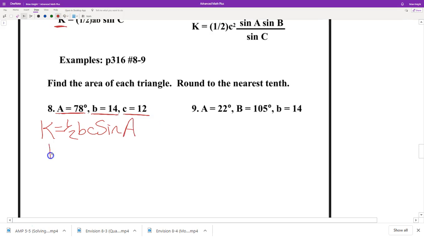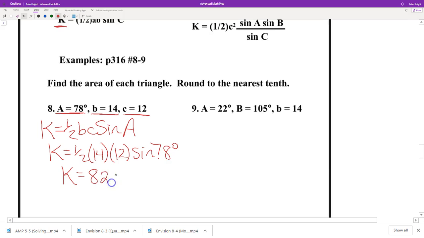And then it's just plugging in. So 1/2 times 14 times 12 times the sine of 78. That is the only work you have to show. From there, it's just putting it in your calculator. You should get 82.2, and it is units squared, or square units, because we are finding the area.